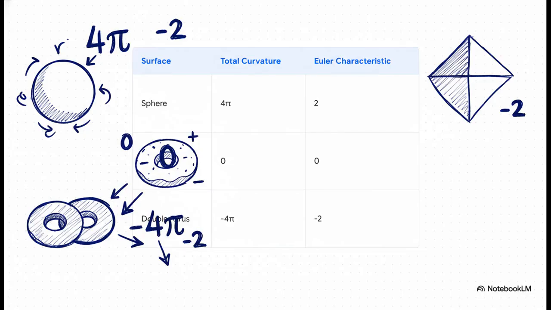And check this out. Here's the theorem in action. Take a sphere. No matter how big or small you make it, if you add up all its curvature, you always get 4 pi. And its topological Euler number is 2. Now look at a torus, a donut shape. It has parts that curve positively and parts that curve negatively. And you know what? They cancel out perfectly. The total curvature is always 0, matching its Euler number of 0. A double donut, always negative 4 pi. This is an unbreakable law. The local bending is locked to the global shape.